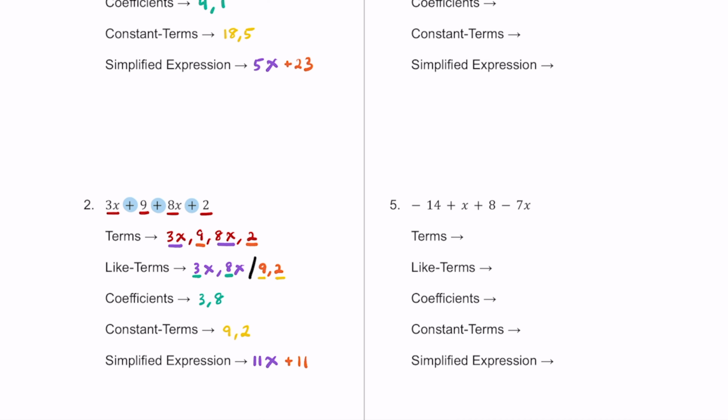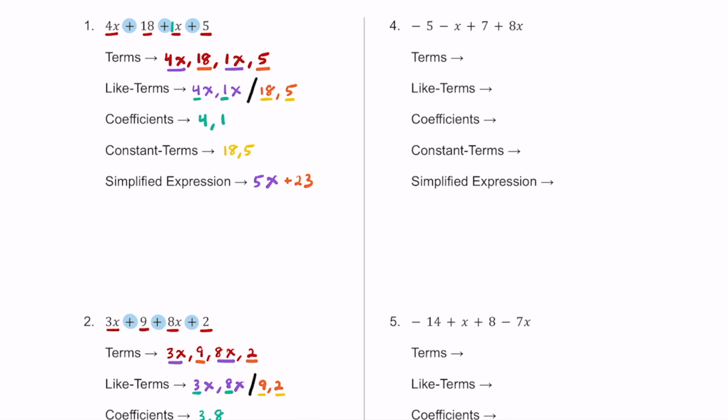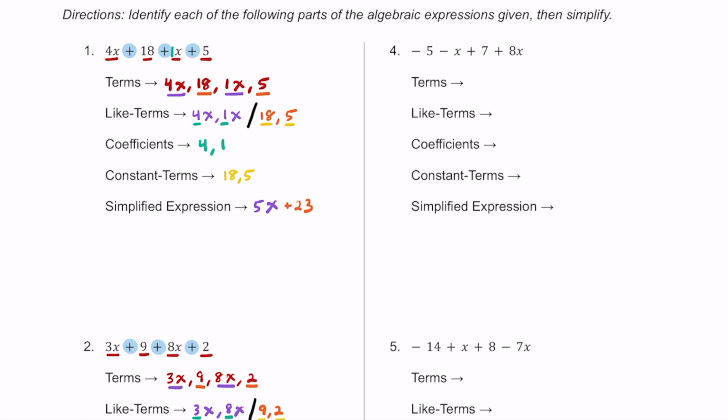Here's number 4. For number 4, we have this expression of negative 5. Let me move up a little bit here to get some space. We have negative 5 minus x plus 7 plus 8x. So we like this plus sign here and this plus sign here.